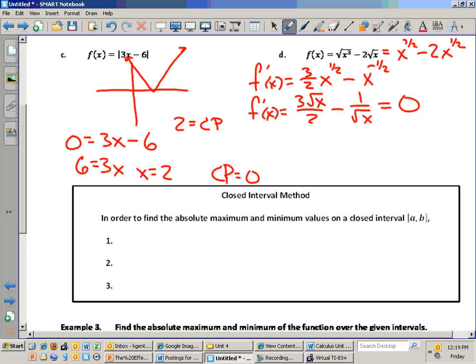It's not that bad. If I want to take this minus this and set it equal to 0, I'm going to use a little trick here. I'm going to add my 1 over the square root of x to the other side. I'm going to cross multiply. So I'm going to go 3 square roots of x over 2 equals 1 over the square root of x. And then I'll cross multiply there. So I get 2 times 1 is 2 equals 3 square roots of x times the square root of x, which is 3x. In order to solve for x, divide both sides by 3. So I get x is equal to 2/3.